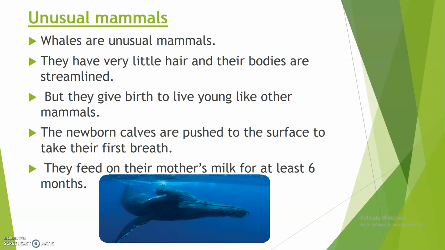The newborn calves, meaning the baby whales, are pushed to the surface to take their first breath. They feed on their mother's milk for at least 6 months. Here you can understand another important feature of mammals: the mammals got their name because of the mammary gland which produces milk. The important feature of mammals is that they produce milk to feed their baby. So whales give birth to young calves and feed them with the milk produced in the mother's body for at least 6 months.